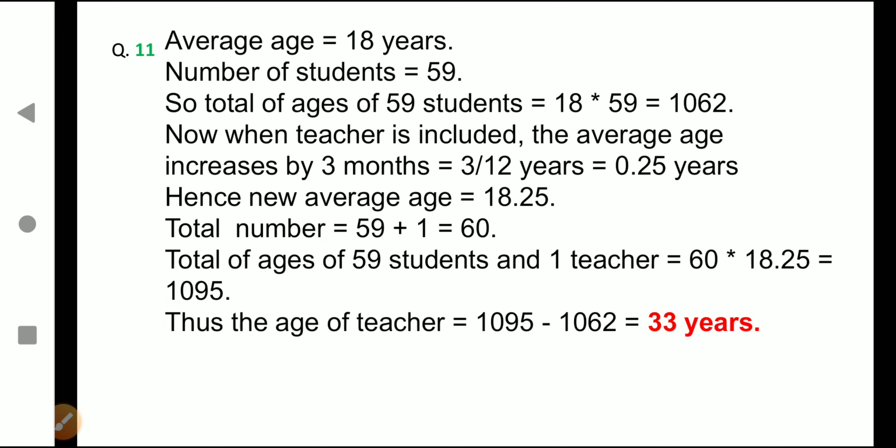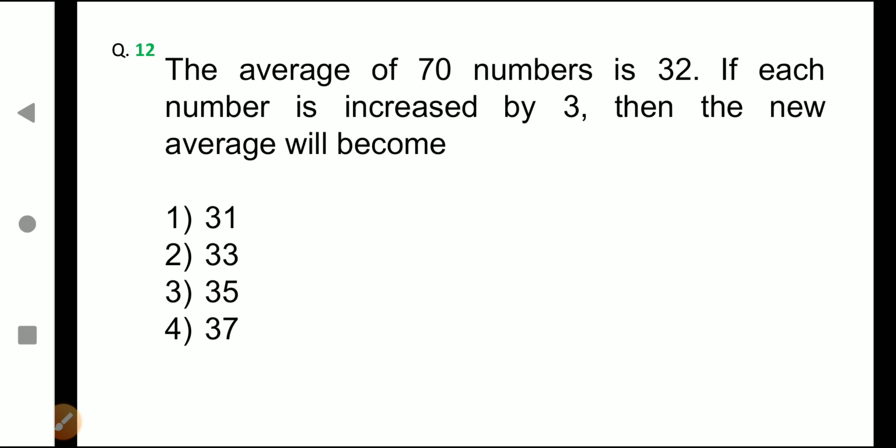When the teacher's age is included, the new average becomes 3 months more. 3 months means 3 by 12 years, which is 0.25 years. So the new average will be 18 plus 0.25, which is 18.25. The total number of persons is 59 students plus 1 teacher, which is 60. Then the total age is 60 into 18.25, which is 1095. Taking the difference between 1062 and 1095, we get the age of the teacher as 33 years.